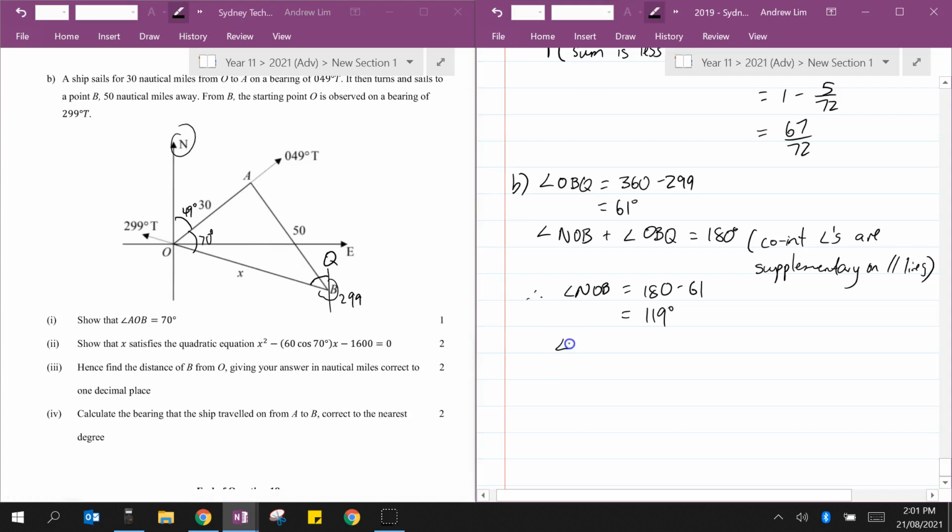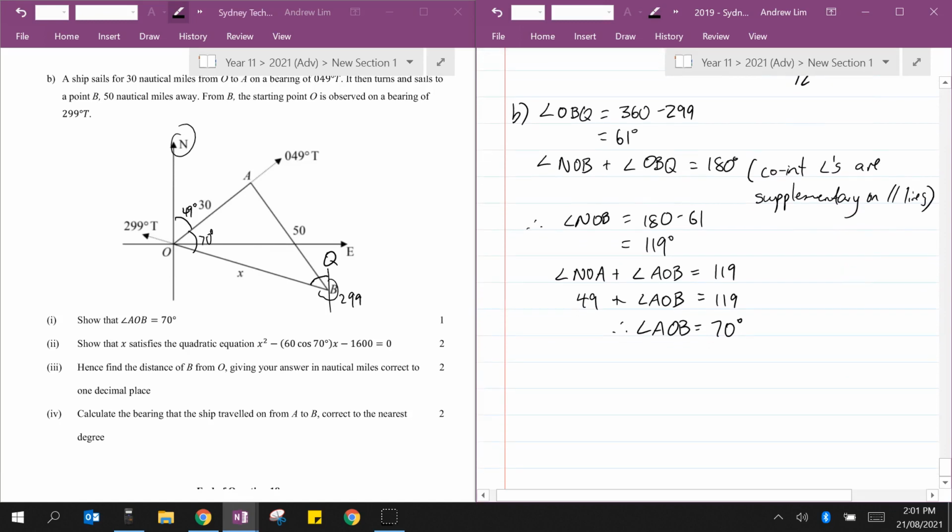So angle NOA plus angle AOB has to equal 119. If angle NOA is equal to 49 degrees, angle AOB has to equal 70. Now that took a while. I'm not sure if there's an easier way, but I got there in the end.